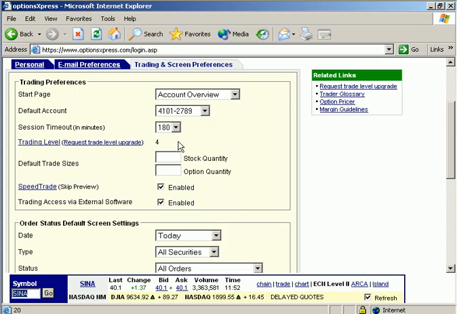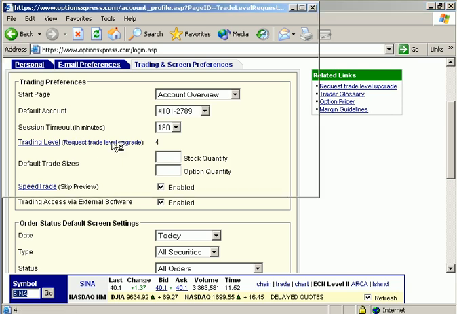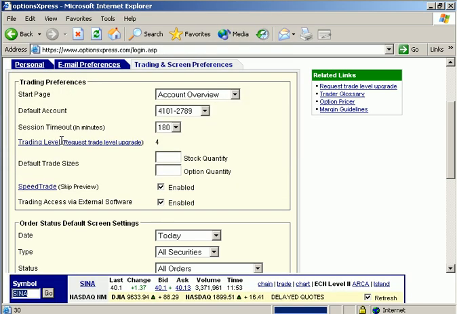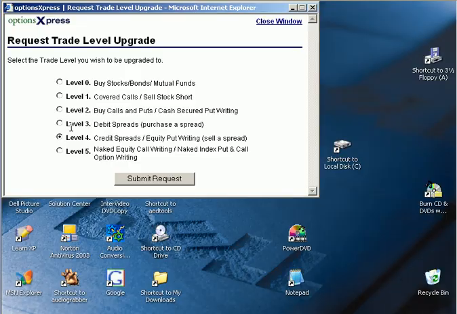Let's just assume this is a level 2, and most people signing up with Option Express usually sign up with level 2. Now we're going to upgrade. All you got to do is submit trade level upgrade right here. Let's go ahead and do that. And pretty much, you can choose the level you want to upgrade to. I'm already level 4, but let's say you want to upgrade to level 4, you just click on level 4 and then hit the submit button.